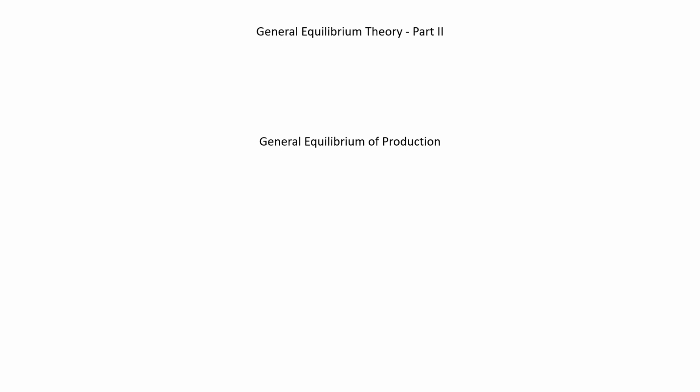This is what the general equilibrium of production deals with, and afterwards we'll be combining both the general equilibrium of exchange and the general equilibrium of production to arrive at the general equilibrium of exchange and production, wherein we will have the equilibrium simultaneously of both the production side as well as the consumer side. So let's first of all look at the case of general equilibrium of production.